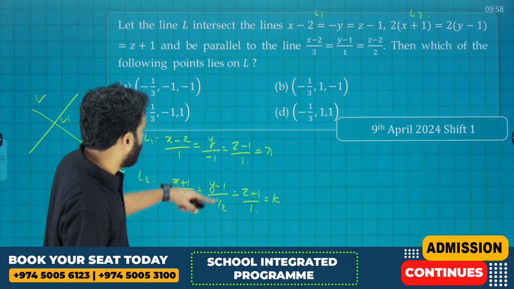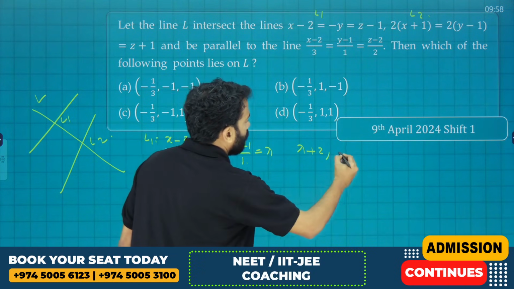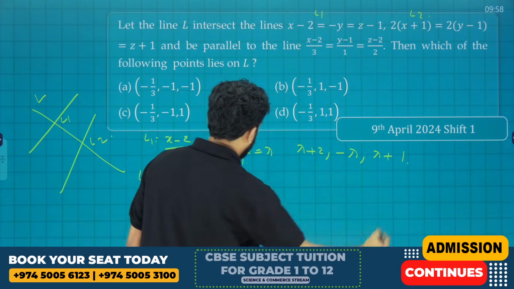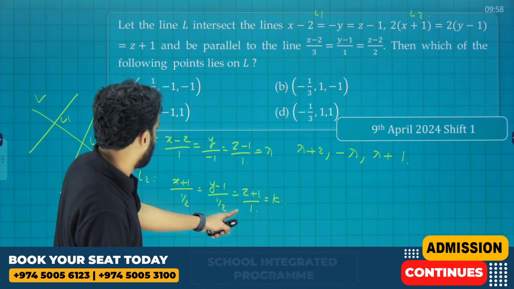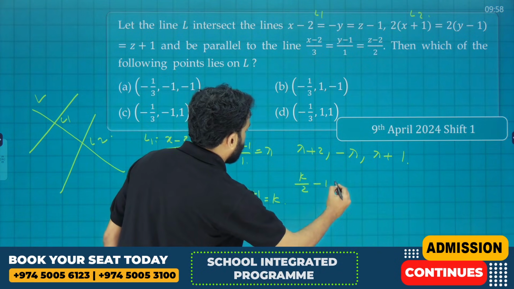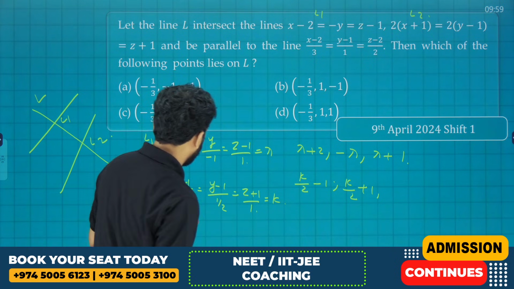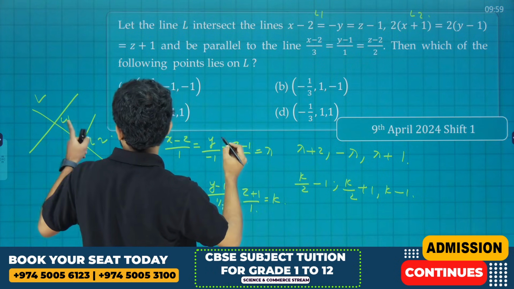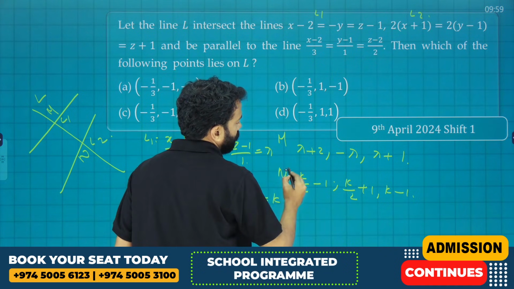You can write the general points here. For L1, the general point will be lambda plus 2, minus lambda, and lambda plus 1. For L2, it will be 1 by 2 k plus 1, that is k by 2 minus 1, k by 2 plus 1, and k minus 1. So you got the points on the lines L1 and L2. If you take them as m and n, this we can take as m, and this we can take as n.